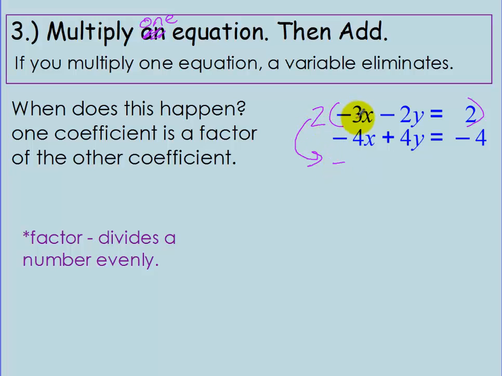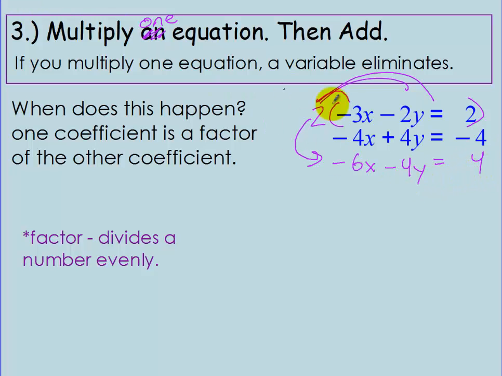It's going to be 2 times negative 3x. You're distributing the 2 to every term in here. So 2 times negative 3 is minus 6x. 2 times negative 2y is minus 4y, and equals 2 times 2 is going to be positive 4.